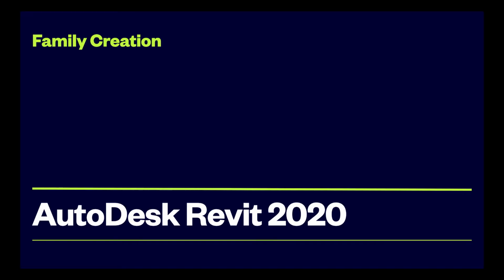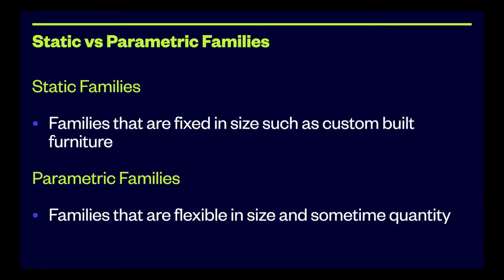In creating a good Revit family, there are steps that we need to follow. But before we can discuss that, let's talk about the two types of families. We have static families and parametric families. First is static families. Static families are families that are fixed in size.